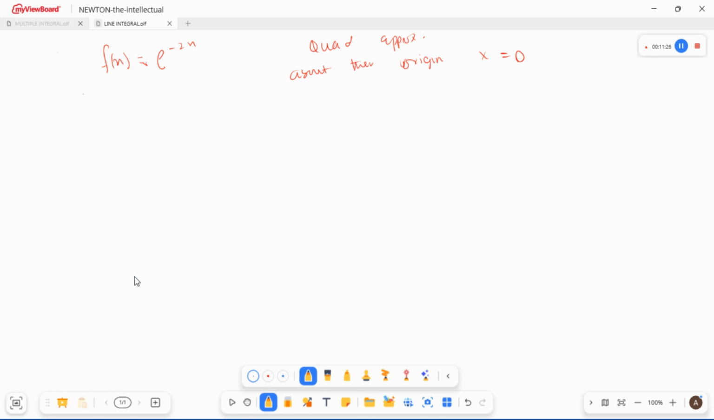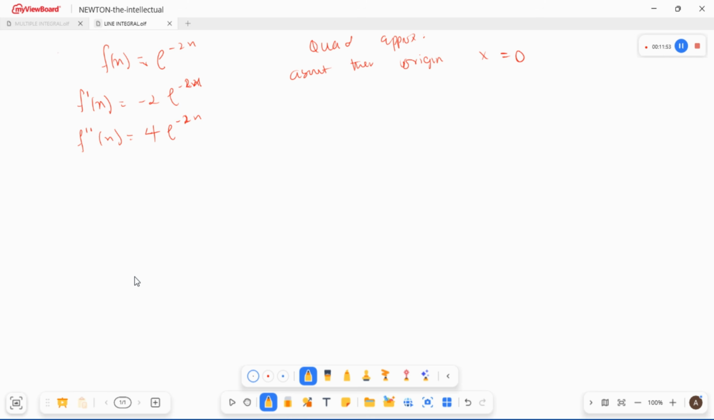So now we're going to first find f prime of x, which is going to be equal to minus 2 e to the power of minus 2x. Please, if you do not understand how I differentiated this, please go and watch the video on differentiation of exponential functions. Then we're going to go for the third term, which is f double prime of x, which is going to be equal to 4e to the power of minus 2x.